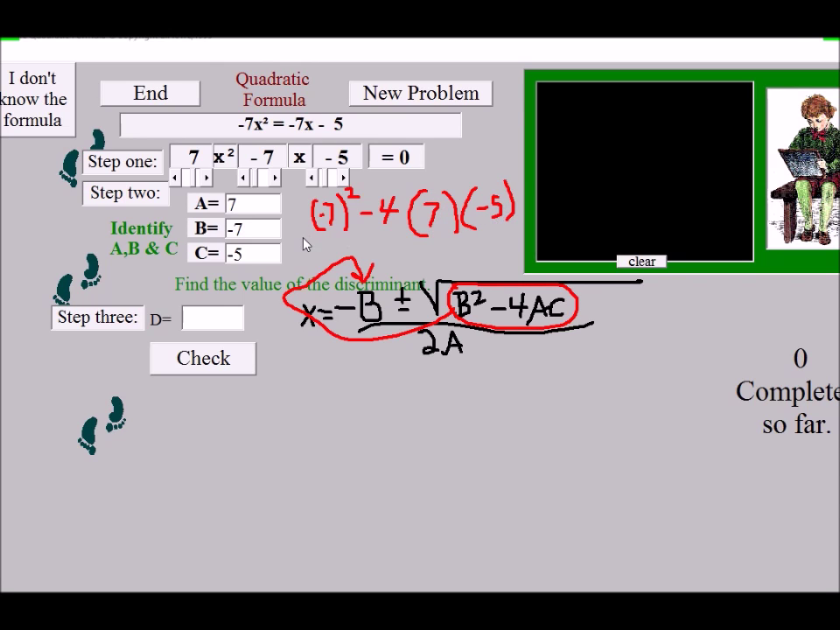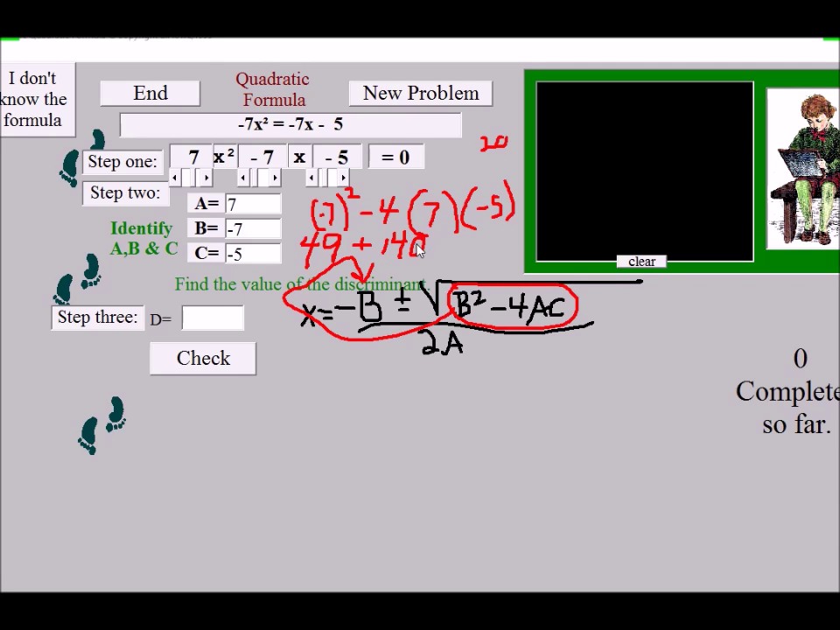And then let's figure this out. This would be 49. When you put the parentheses down, you're not as likely to make a mistake on squaring that negative 7. This is going to be positive. 4 times 5, negative 4 times negative 5 is positive 20, plus, so it'll be plus, and it'll be 20 times 7, 140.